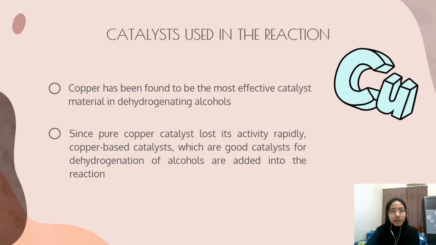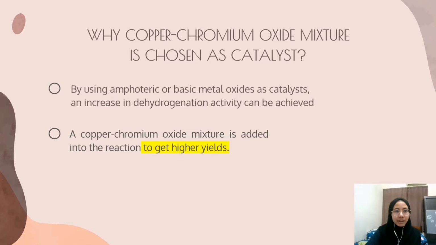Copper catalysts are chosen as it is the most effective catalyst material in dehydrogenating alcohols. However, pure copper catalyst lost its activity rapidly, so copper bases are added into the reaction. So, we ended up choosing a copper chromium oxide mixture as catalyst.